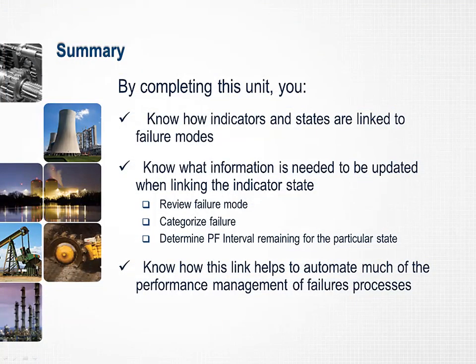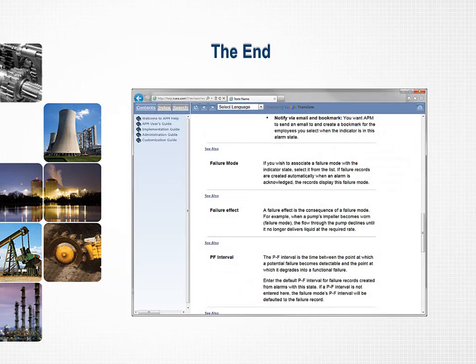By completing this unit, you should know how indicators and states are linked to failure modes. Know what information is needed to be updated when linking the indicator state to a failure mode, including reviewing the failure mode information, categorizing the failure, and determining the P to F interval remaining for that particular state. And know how this link helps to automate much of the Performance Management of Failures process. This concludes the Indicators and Performance Management training session.